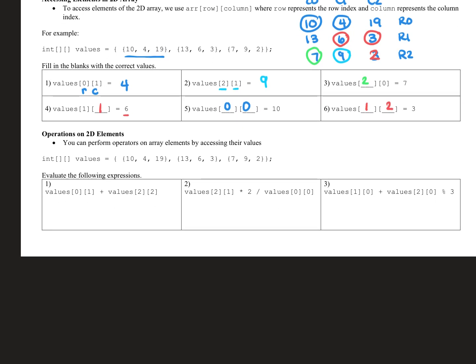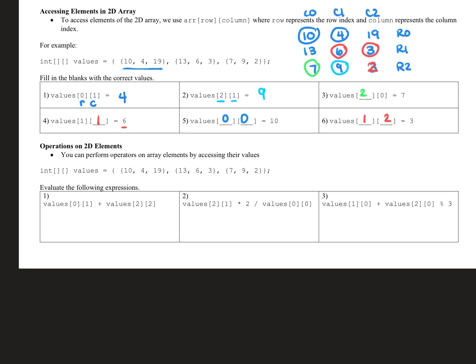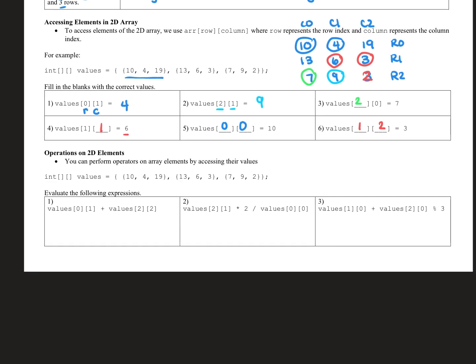Same thing, I'm going to write this out as, it's the same array, so I'm going to just leave it up there. So we're going to take values at 0, 1. So values at row 0, column 1 is 4. And we're going to add it to values at 2, 2, which is 2. So this value is 6.